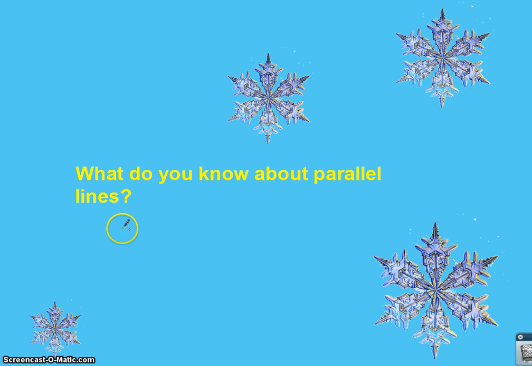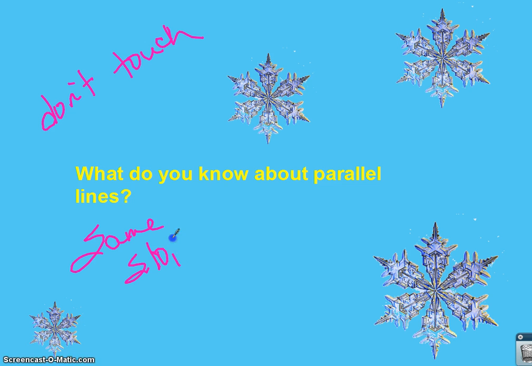What do we know about parallel lines? Well, obviously, you know they don't touch. That's what you learned in junior high. But what we learned in Algebra 1, that is the reason they don't touch, is that they have the same slope.